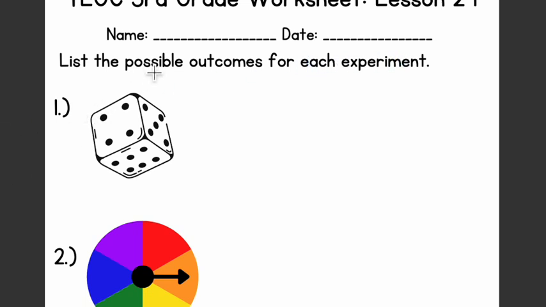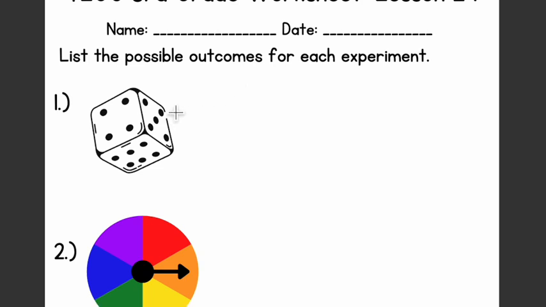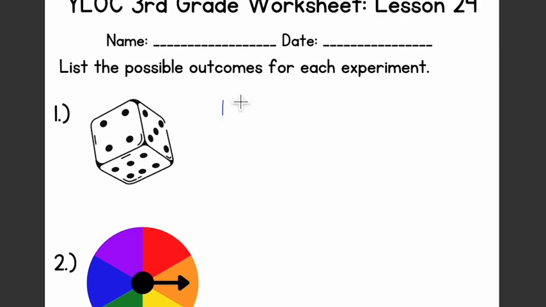So for number 1, we have a dice, and a dice has 6 sides, and on each side is a number from 1 through 6. So if we roll this dice, there's going to be an equal chance for each of them to come up. So that means that there's a 1 in 6 chance for a 1, a 2, 3, 4, 5, and a 6.